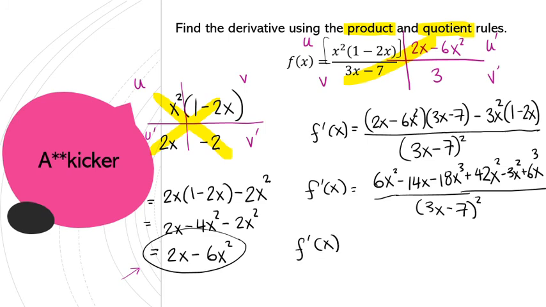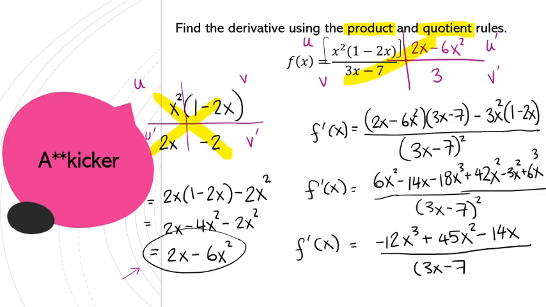Here we go again. Cleaning up the top. Negative 12x cubed plus 45x squared minus 14x, all over 3x minus 7 squared. Gorgeous. And that's a product rule, quotient rule, and a product quotient rule.